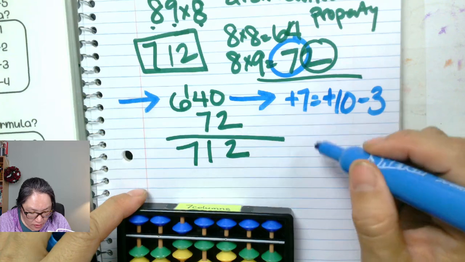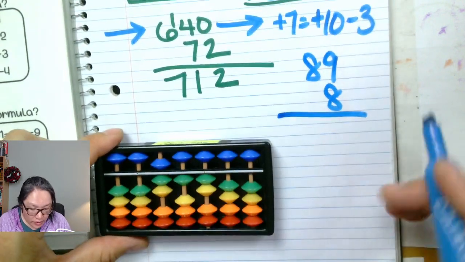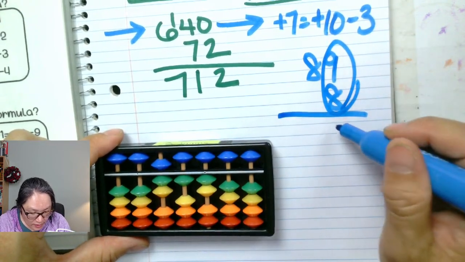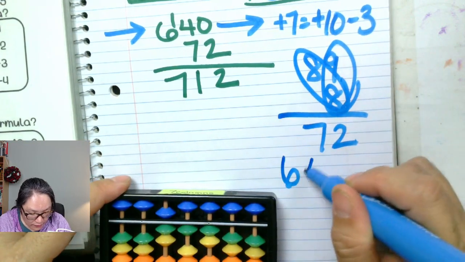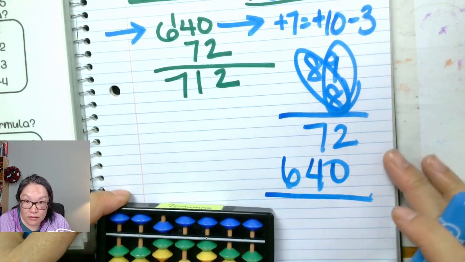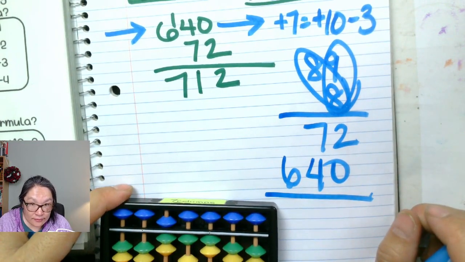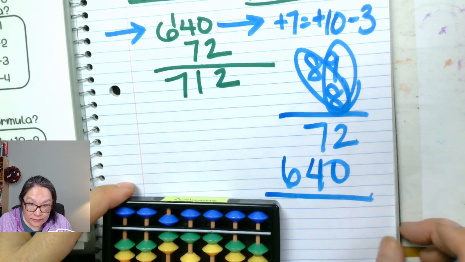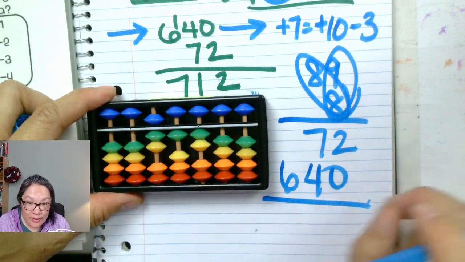Or even still, when we do 9 times 8, we do 72 first, and then 640, and then we add it. But we don't need to write it out because we can do it on the abacus.